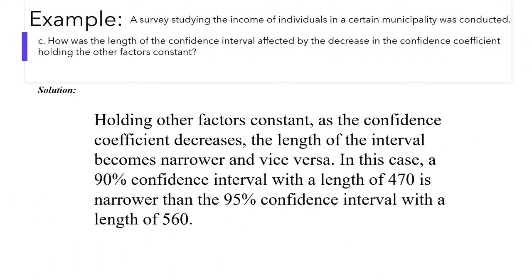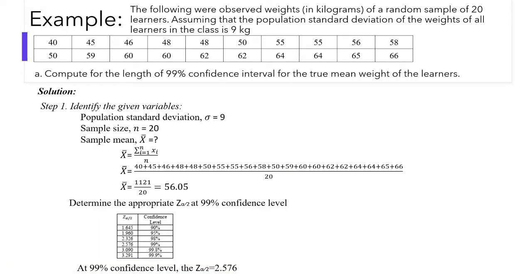For this example, we have the same situation. The question is, how was the length of the confidence interval affected by the decrease in the confidence coefficient, holding the other factors constant? Holding other factors constant, as the confidence coefficient decreases, the length of the interval becomes narrower and vice versa. In this case, a 90% confidence interval with a length of 470 is narrower than the 95% confidence interval with a length of 560.